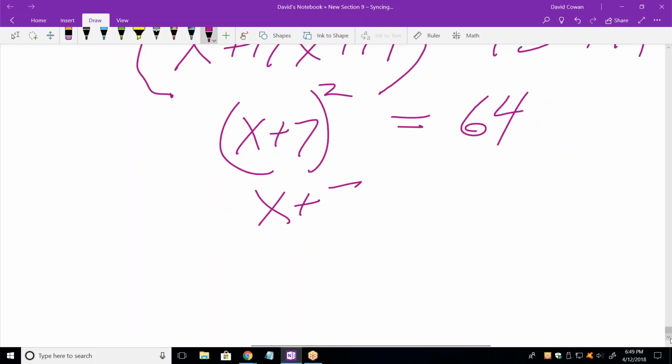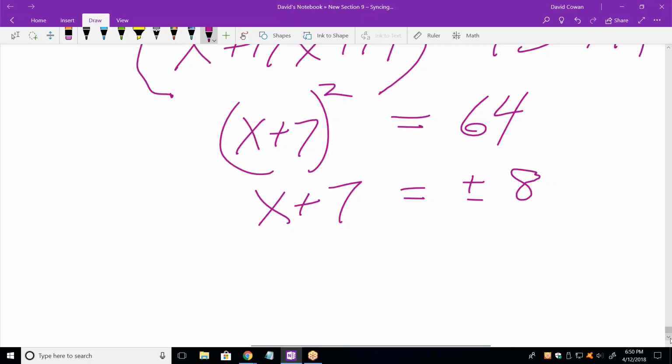Remember when I said every time you solve an equation by taking the square root of both sides, begin your answer with what? The words plus or minus. And that's extremely important. You're going to lose a solution if you don't do it. You'll lose points.